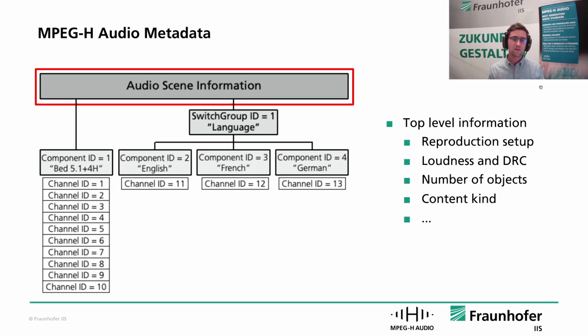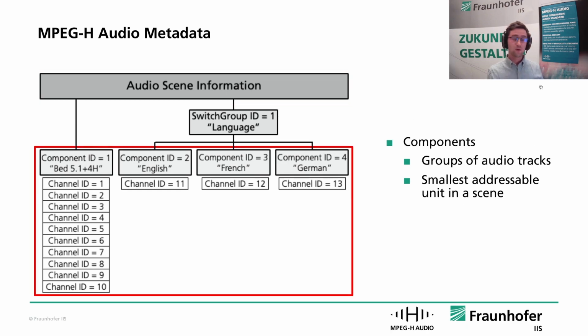In the audio scene information, these are top level information, which define reproduction setups, loudness and DRC values, so dynamic range control values. We can define the number of objects and also content kinds to always give static information to our MPEG-H scene. And then we have components, which are the smallest addressable units inside an MPEG-H audio scene, which are basically the founding elements. And they consist of individual audio tracks.